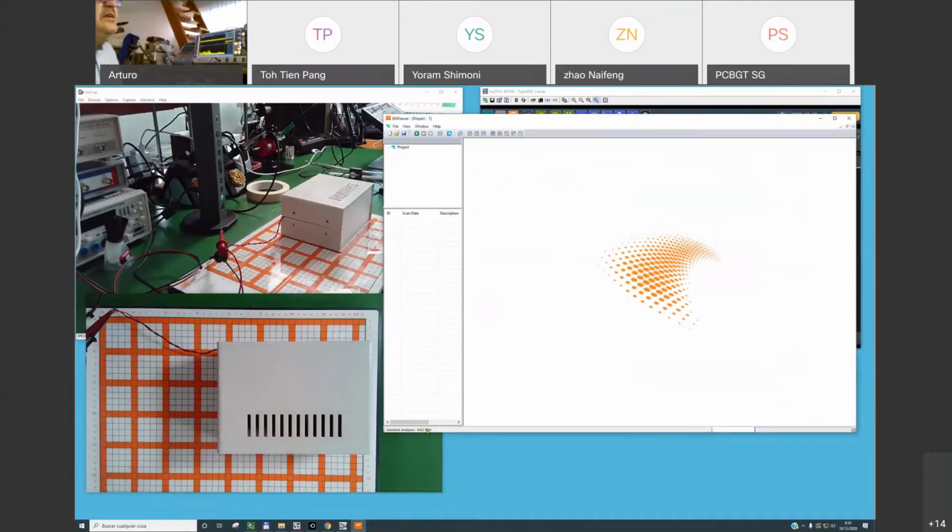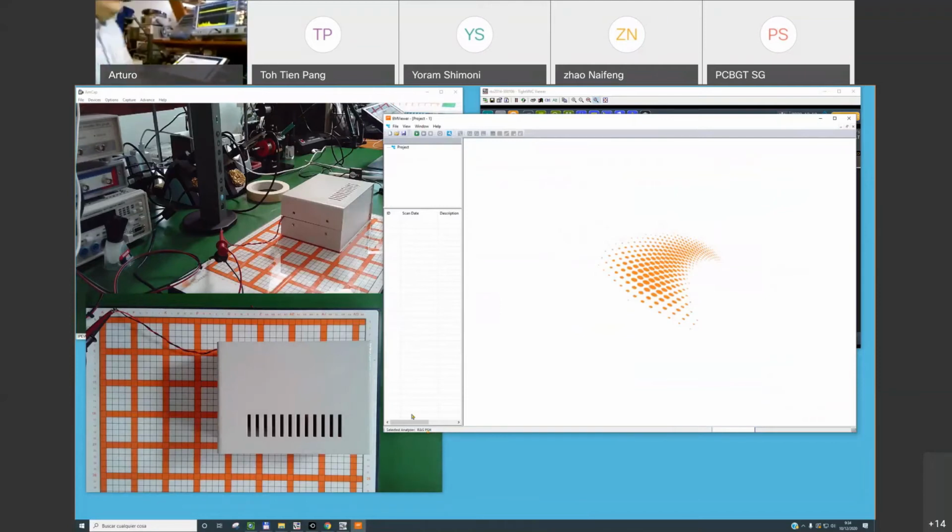In my camera you can see the FSH is here. Let me show you with the camera. This is the FSH that is connected to the scanner. Okay, let's continue here.